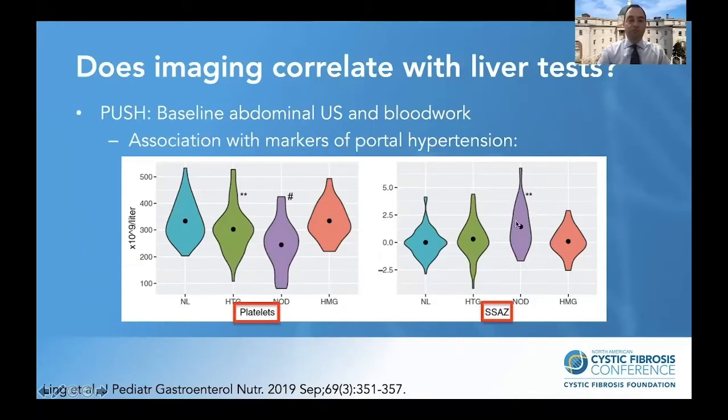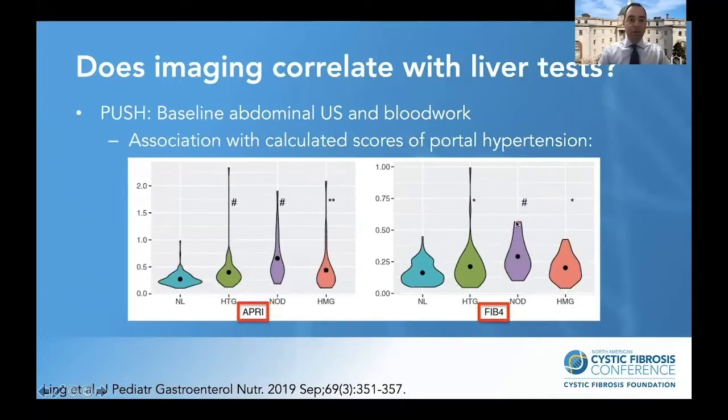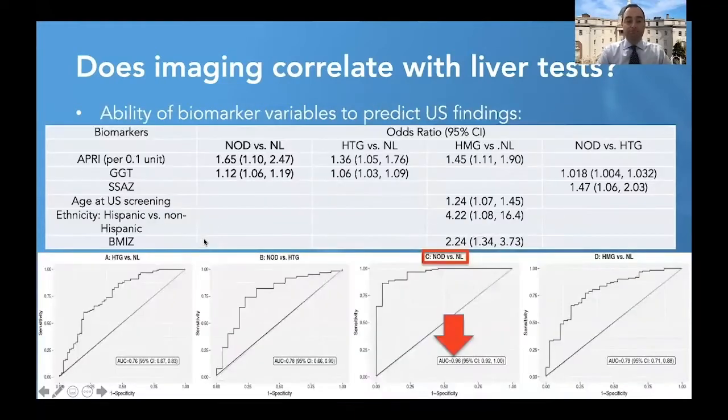Lastly, there was an association between ultrasound findings at baseline with calculated scores for portal hypertension, such as the AST to platelet ratio index, or APRI, and FIB4, as shown here, indicating that baseline ultrasound findings had some predictive abilities and correlation with liver enzymes and calculated scores for portal hypertension.